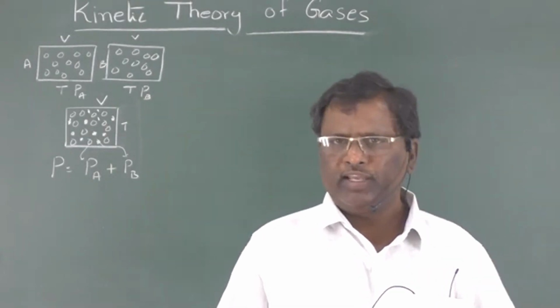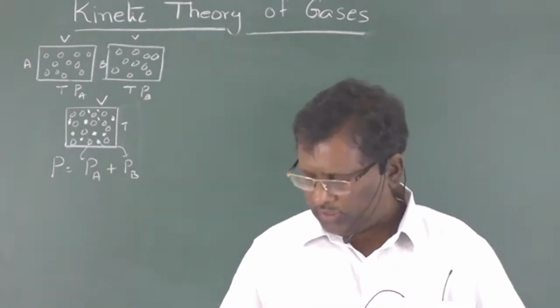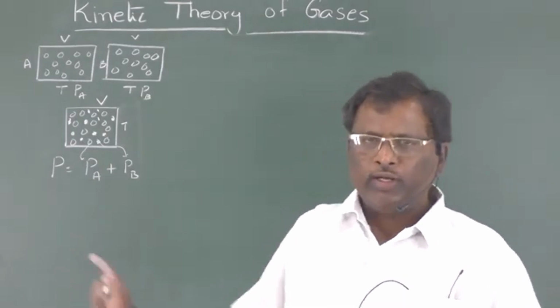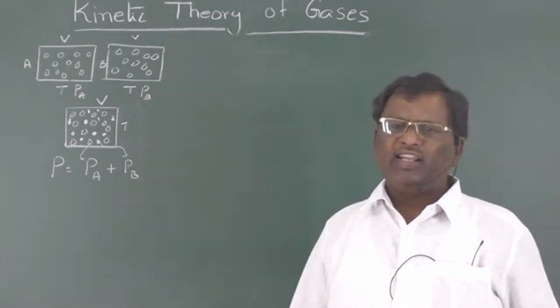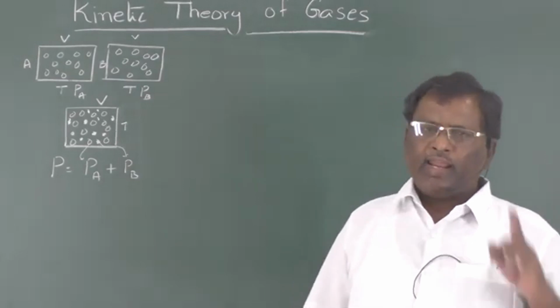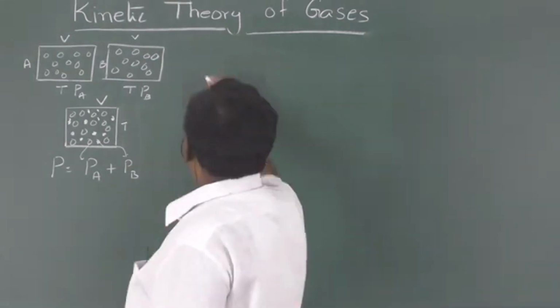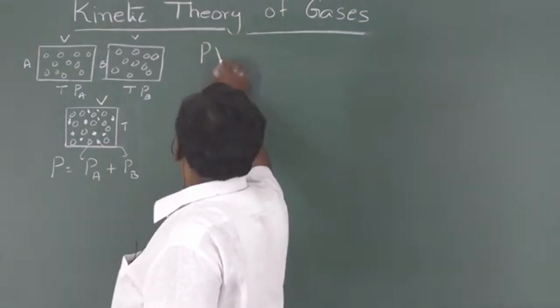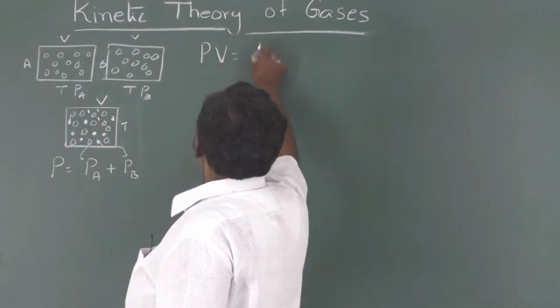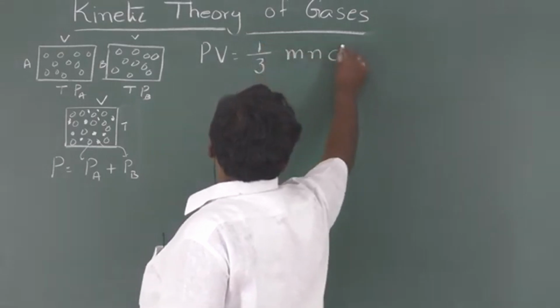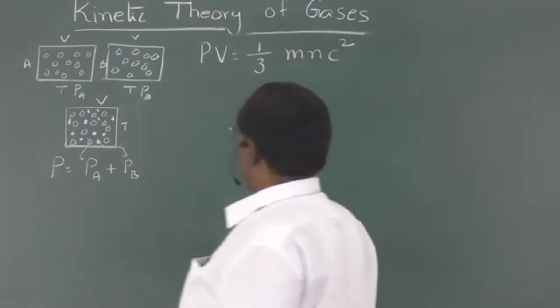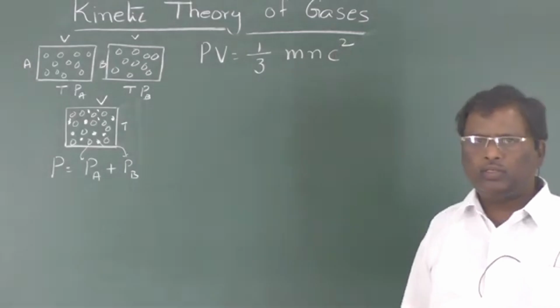We have a separate proof that we have done individually. Now we are going to prove this with the help of the kinetic gas equation. According to the kinetic gas equation, PV is equal to 1/3 mn c square.